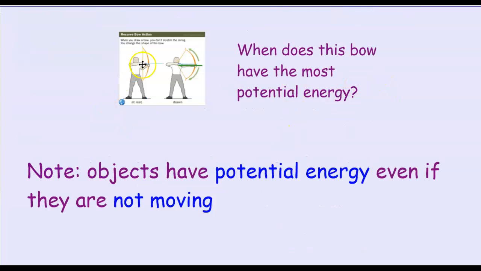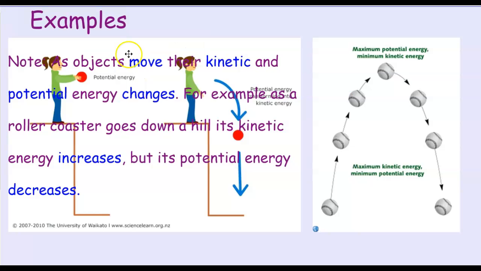This bow has the most potential energy when you draw the string. Note, objects have potential energy even when they're not moving. But with kinetic energy, you absolutely have to be moving to have kinetic energy. So let's remember, as objects move, their kinetic and potential energies are changing. For example, roller coasters, as they go down a hill, kinetic energy increases, but the potential energy decreases as it gets lower. Here's a baseball. As you throw it, potential energy is increasing. It has its maximum potential energy at the top of the curve, and then that potential energy turns into kinetic energy as it falls.